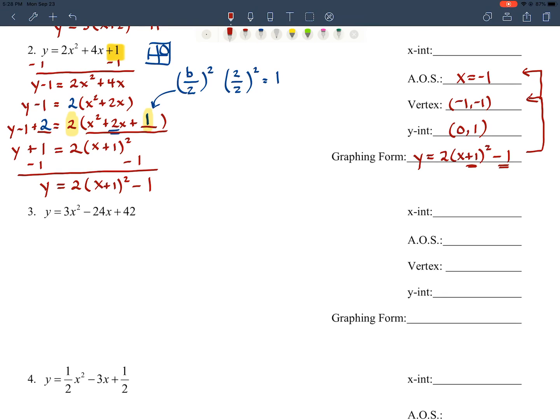So we'll say 0 equals 2 times the quantity of x plus 1 squared minus 1. So we're going to add our 1 to each side. 1 equals 2 times the quantity of x plus 1 squared. We divide each side by 2. 1/2 is equal to the quantity of x plus 1 squared. Now we're going to take the square root of each side.